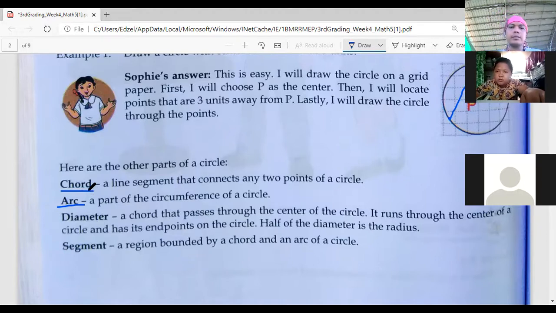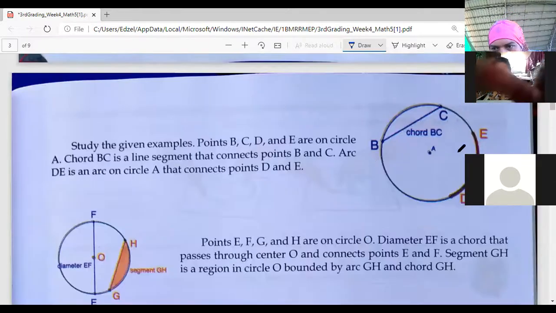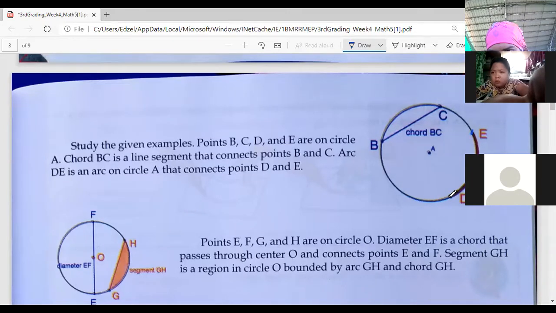Now connected to circumference, the arc is a part of the circumference of the circle. The arc is just a part of the circumference. So an example, the illustration is this one. From point E to point D, this is arc DE. It's just a part. That is the arc. Right? Arc.